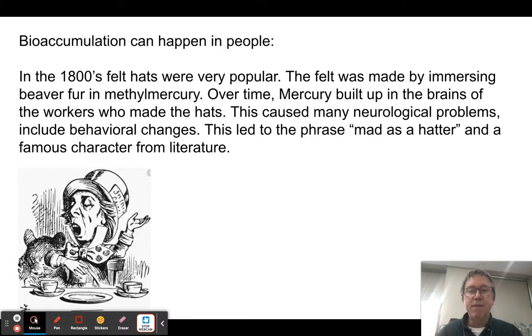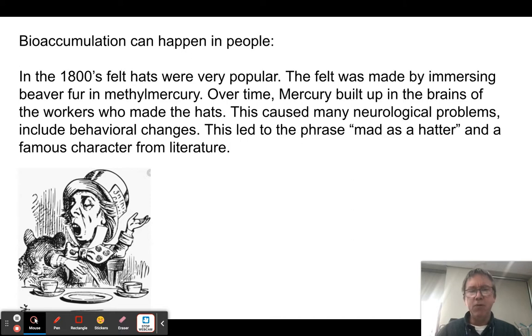A very famous example of this: in the 1800s, felt hats were really popular. The way you make felt is you catch beaver furs, and you have to take that fur and denature it a little bit to take some of the proteins off the surface so you can turn it into felt. The way you did that was using a compound called methylmercury. So these people in these factories would work with this methylmercury. They'd breathe it in, they'd absorb it through their hands, and people started noticing that.